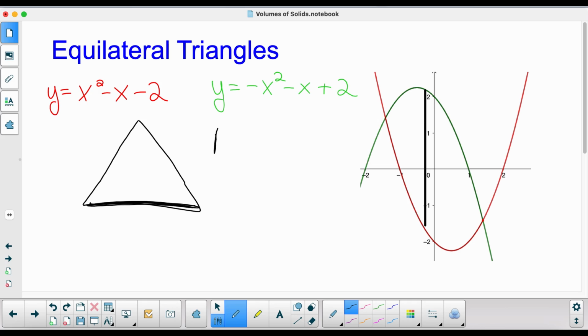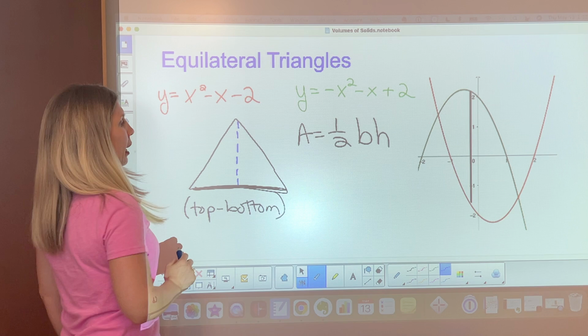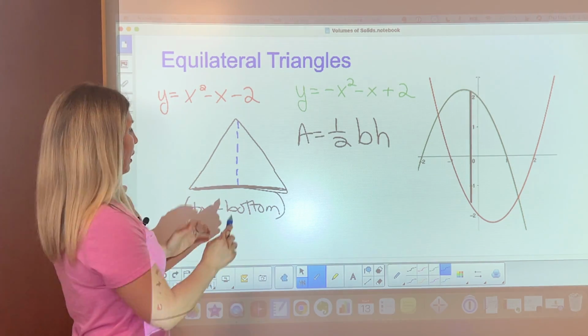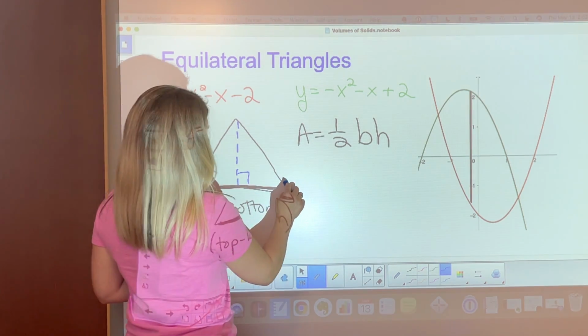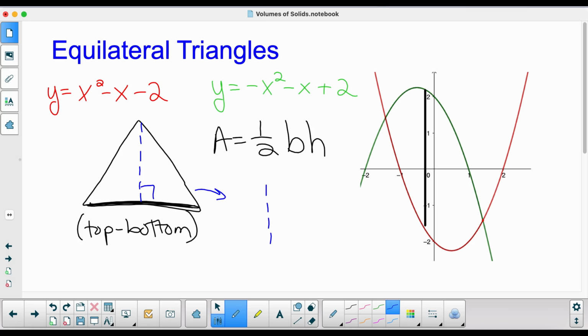So when we do the area of a triangle again, 1/2 base times height, my base is going to be top minus bottom again. That top function minus that bottom function. But now we have to figure out what is the height of this function. And this is where you have to remember your trigonometry. Because I'm going to take this triangle and split it in half. So you can see here's my height that I'm taking over here, and here's my triangle.